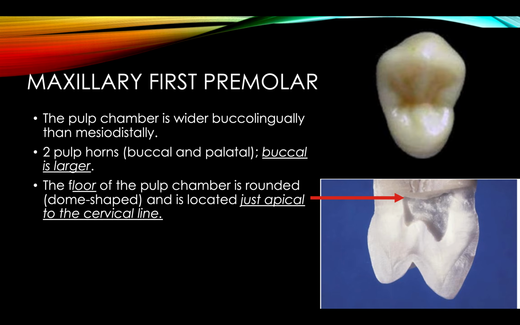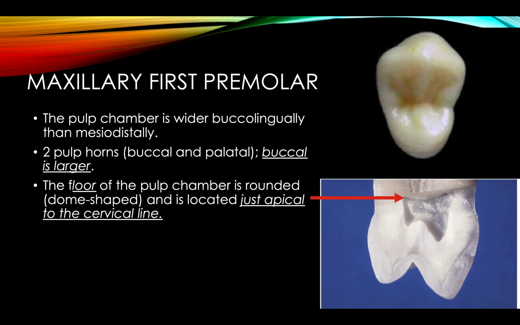Because this tooth has two cusps, the pulp chamber will have two pulp horns, a buccal pulp horn and a palatal pulp horn. The buccal pulp horn is usually larger than the palatal pulp horn. Now the floor of the pulp chamber is rounded and dome-shaped. It's not straight, and it's located just apical to the cervical line.